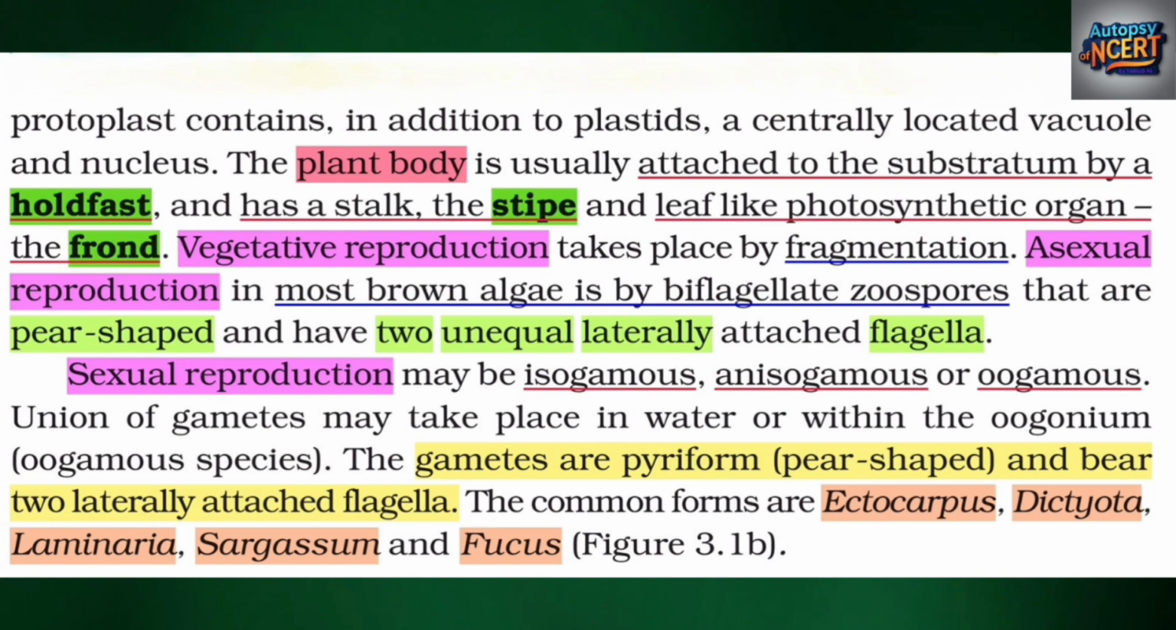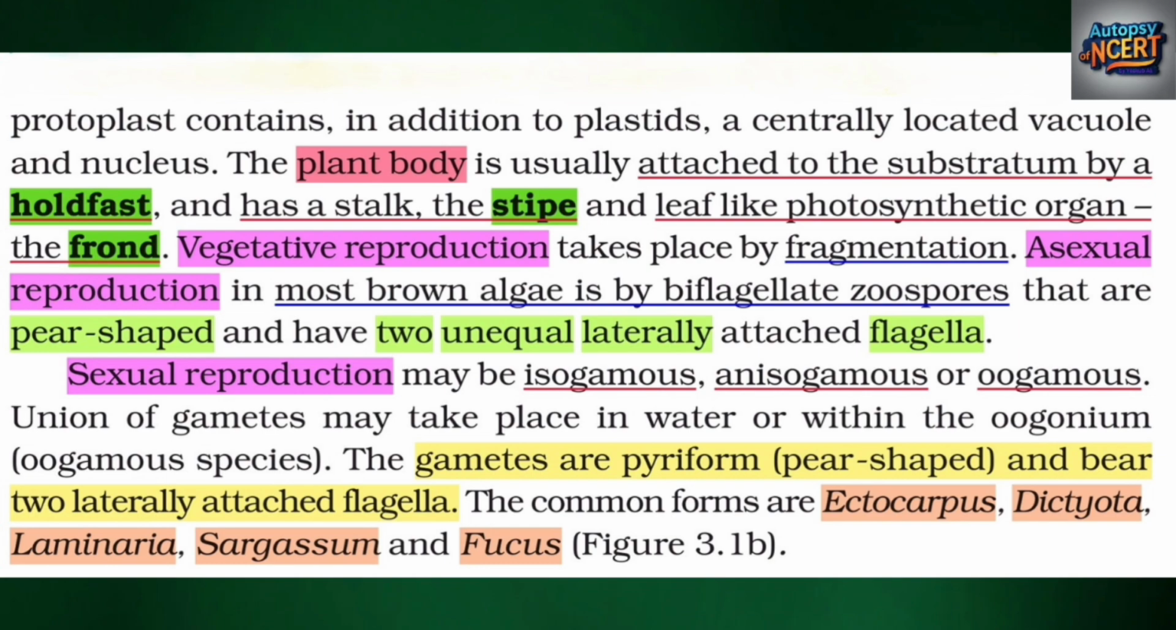The plant body is usually attached to the substratum by a holdfast, and has a stalk, the stipe, and leaf-like photosynthetic organ, the frond. Vegetative reproduction takes place by fragmentation. Asexual reproduction in most brown algae is by biflagellate zoospores that are pear-shaped and have two unequal laterally attached flagella. Sexual reproduction may be isogamous, anisogamous, or oogamous. Union of gametes may take place in water or within the oogonium in oogamous species. The gametes are piriform, pear-shaped, and bear two laterally attached flagella.